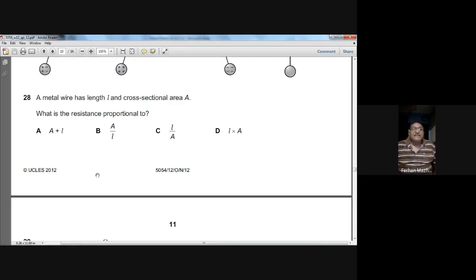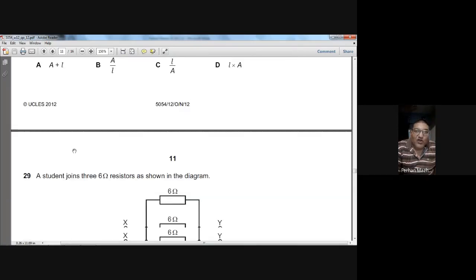You must have heard this, that the resistance of a conductor is directly proportional to L and it is inversely proportional to area. So directly proportional to L and inversely proportional to area. So R is proportional to L by A. So the choice is C. Dear students, the choice is C, L by A. Question number 28, C is the choice. I hope you understand.